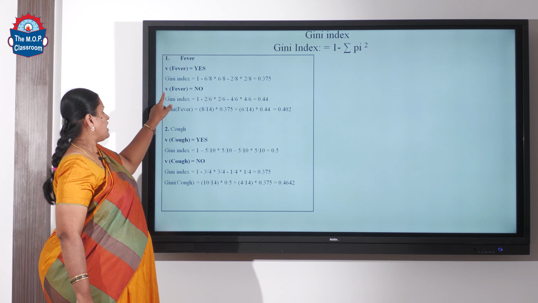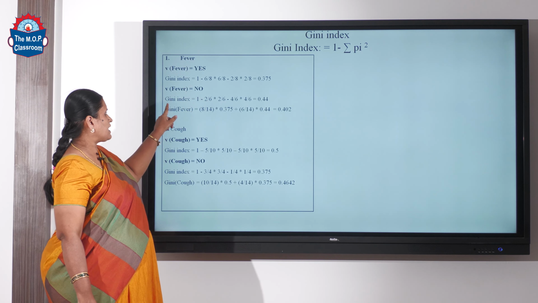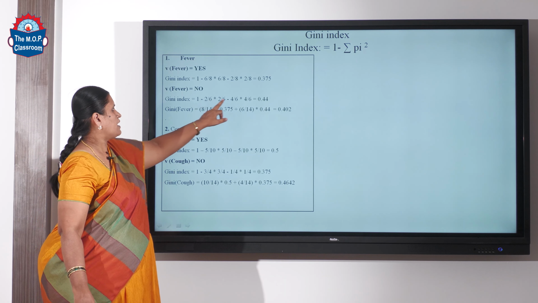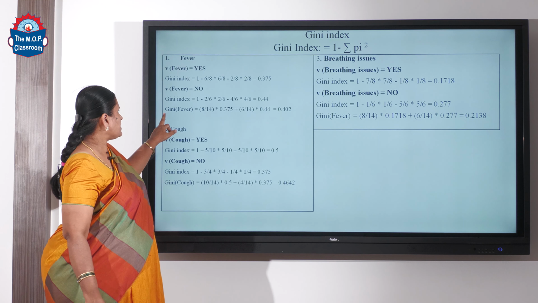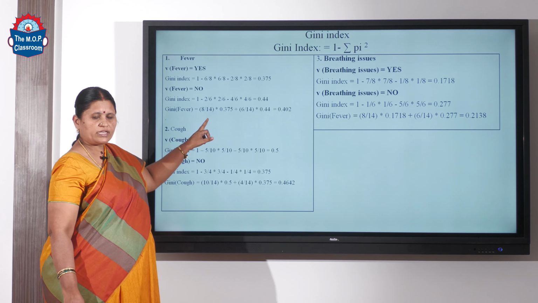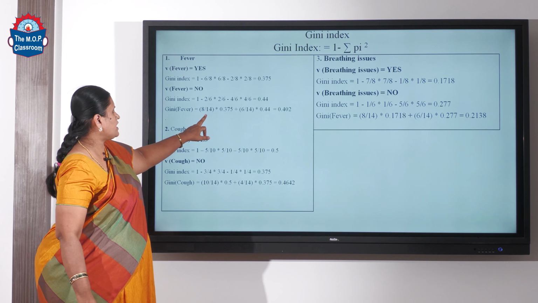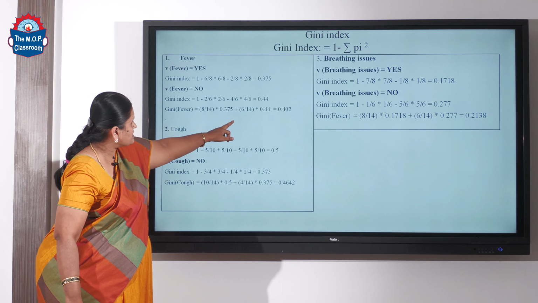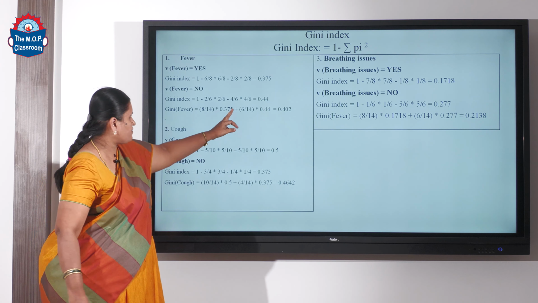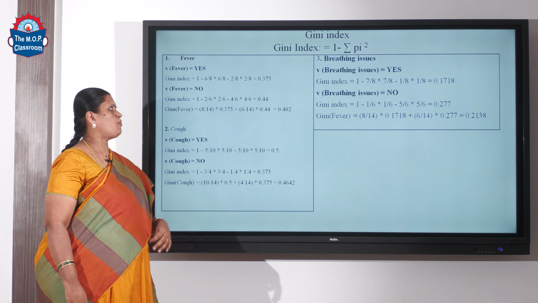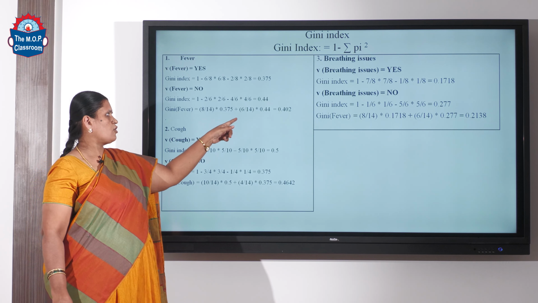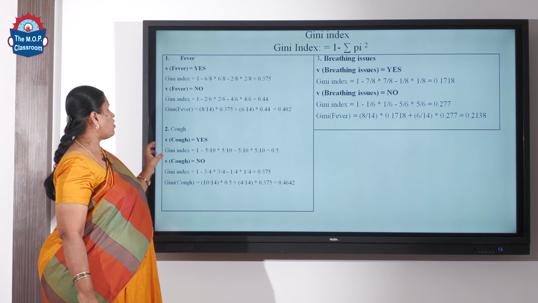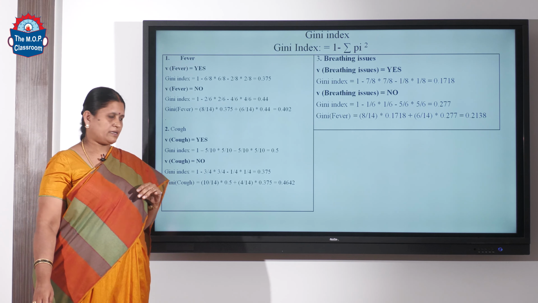So like this you could find out 0.375 is the value. Again, when the fever is no, we are going to calculate again 1 minus; out of 6 no's, there are 2 and then 4. So the Gini index is 8 by 14, where 8 are positive cases and 14 is the total records, into this value 0.375, plus out of 14, 6 is negative. So 6 by 14 into 0.44. So we get 0.402. So this is the Gini index of fever related to the infected case.